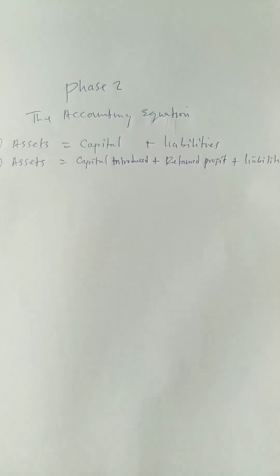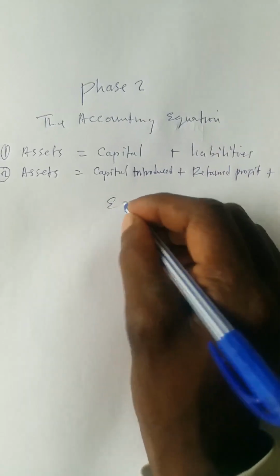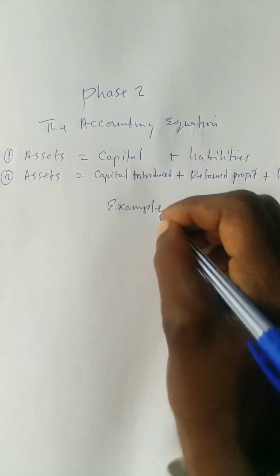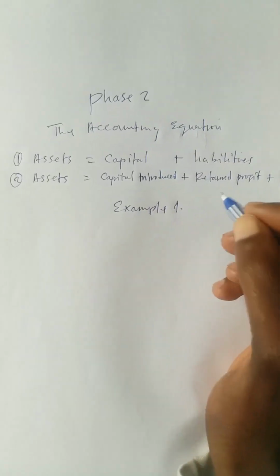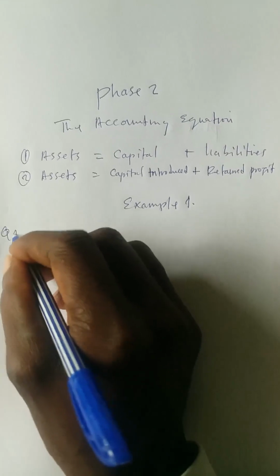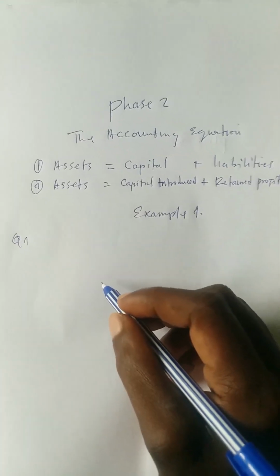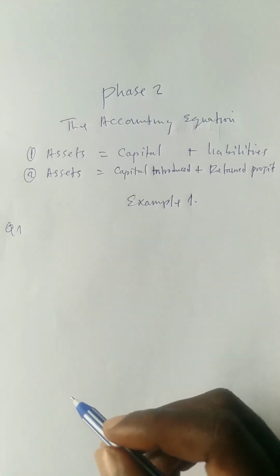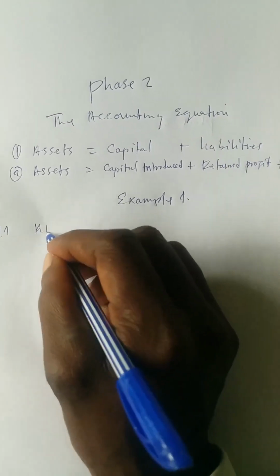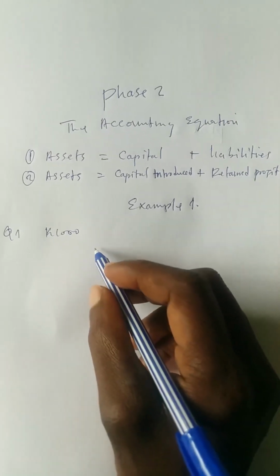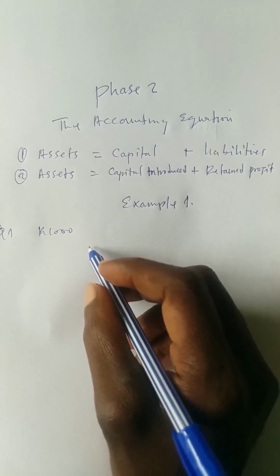I think with these two equations, let me introduce the figures so that we see how our accounting equation will make sense. So I have an example here. Example number 1, question 1: suppose you have 1000 kwacha, and you decide to start up a vegetable business.